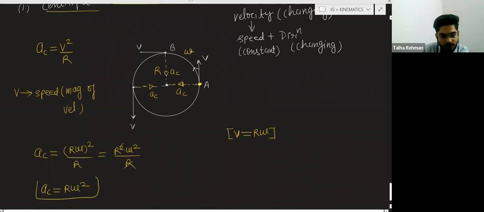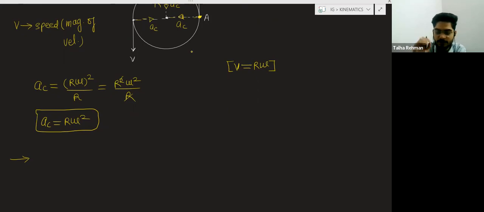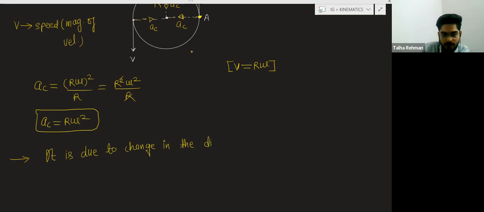So we have two formulas of centripetal acceleration. What is centripetal acceleration? It is the acceleration due to change in the direction of the velocity.